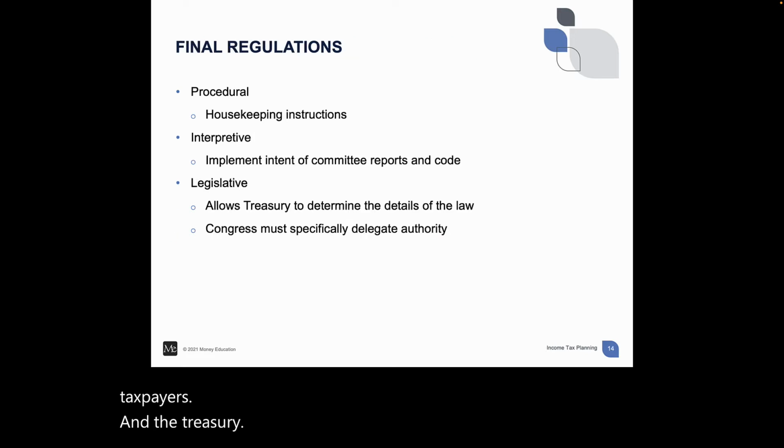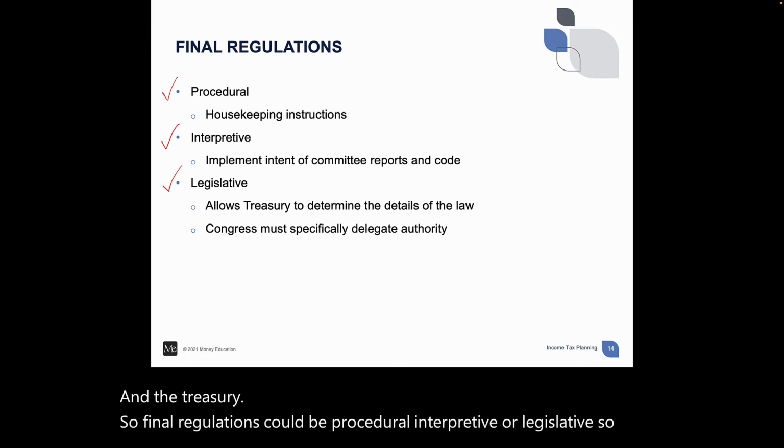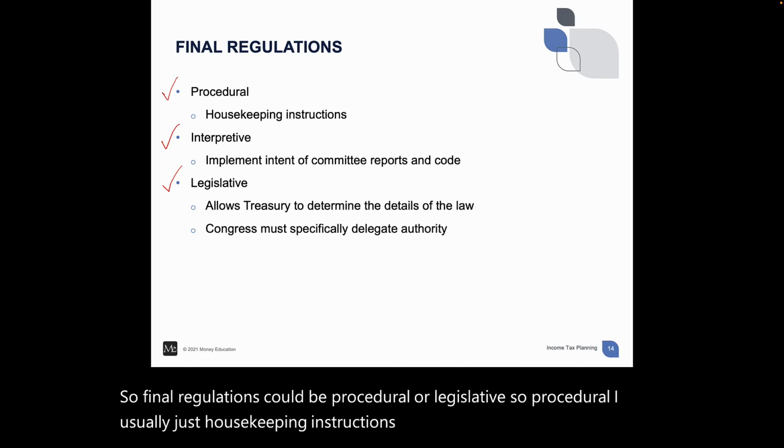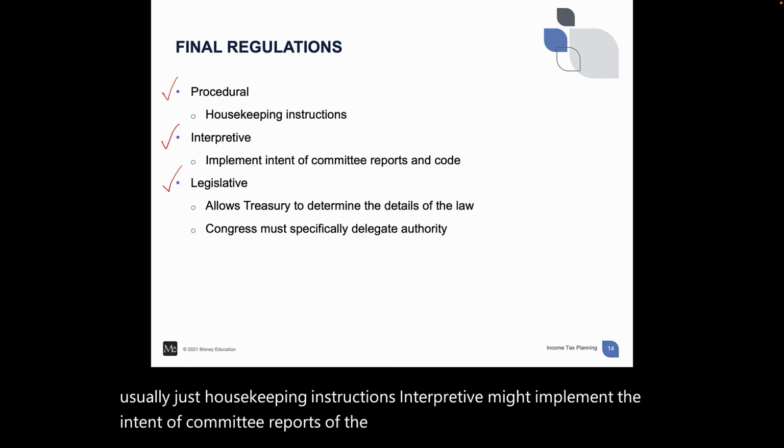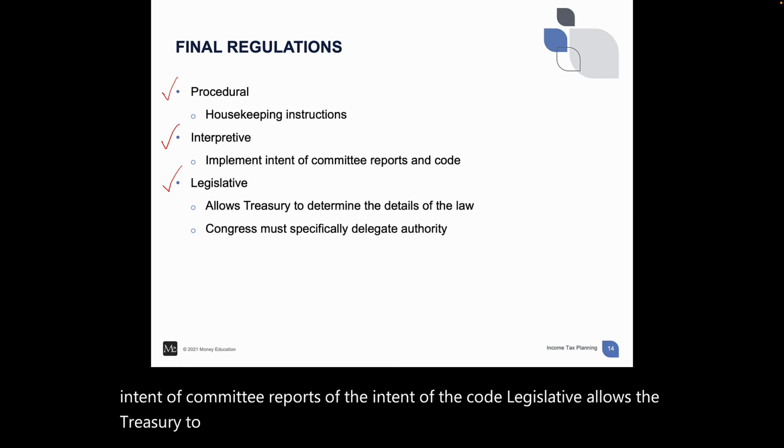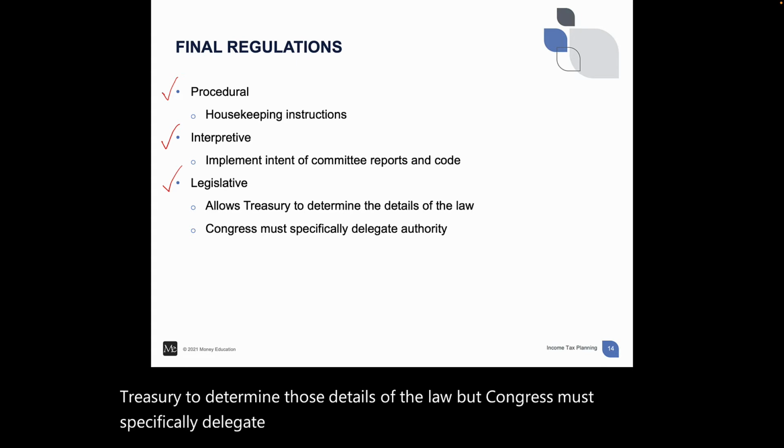Final regulations could be procedural, interpretive, or legislative. Procedural are usually just housekeeping instructions. Interpretive might implement the intent of committee reports or the intent of the code. Legislative allows the Treasury to determine those details of the law, but Congress must specifically delegate this authority at that point.